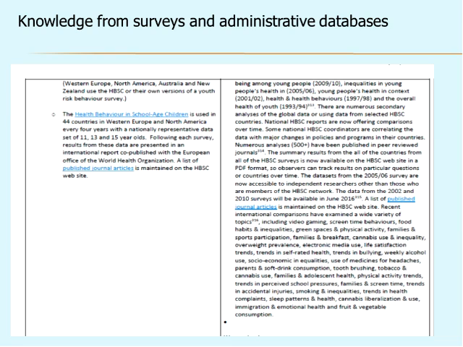And then this is an example from one of the addendums, the Health Behavior in School-Aged Children Survey. Most of you will be familiar with it. It's a widely used survey in 44 countries in Western Europe and North America. People will be able to find that online and follow it through. And then we've described what that survey does, and also what the survey has been telling us over the last several years at the global level.